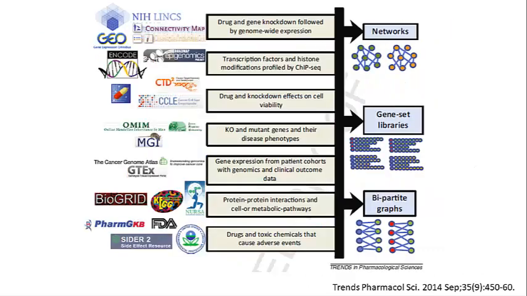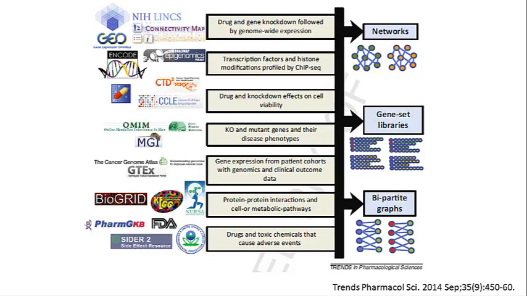This is what I was saying: those resources, in general, fall into 7 categories. The first one is drug or gene knockdown followed by genome-wide expression. This data is in GEO, but is also a part of LINCS. Has anyone heard of LINCS before? The LINCS program? I guess you know about it, because I think you worked on it while you were in the lab.